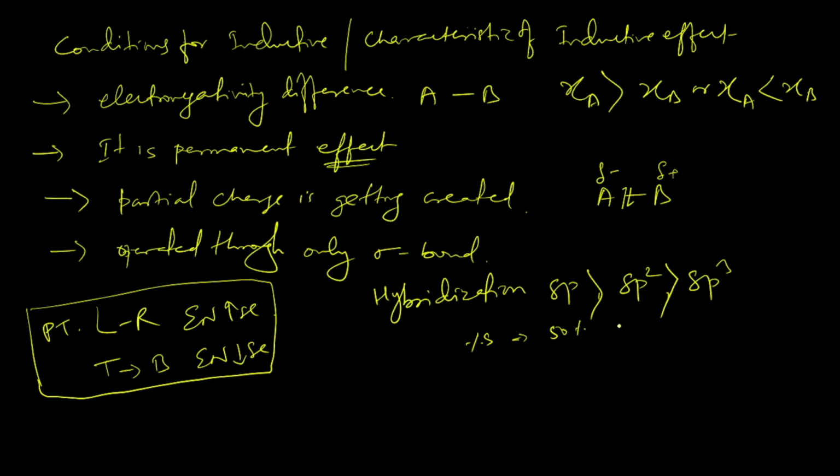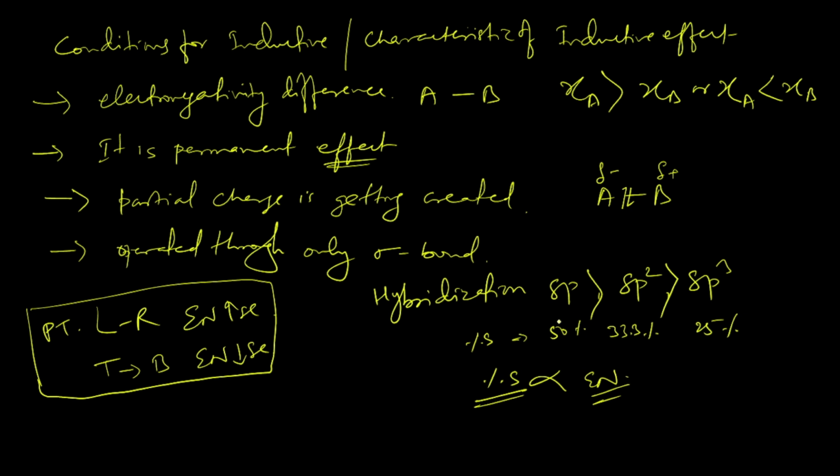It is having 50%. Then for sp2, what is the percentage s character? Here the percentage s character is 33.3. Here the percentage of s character is only 25%. So as the percentage s character increases, your electronegativity also increases. So directly we can write percentage s character is directly proportional to electronegativity.